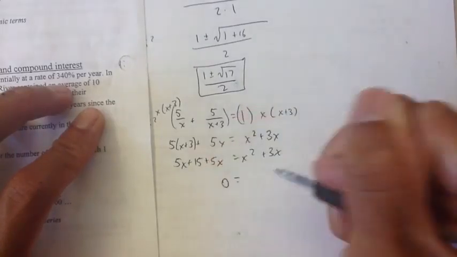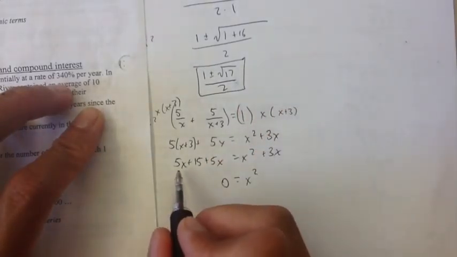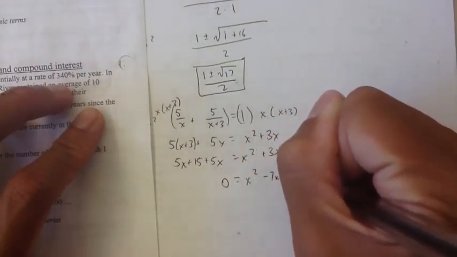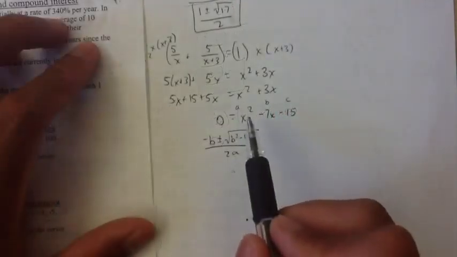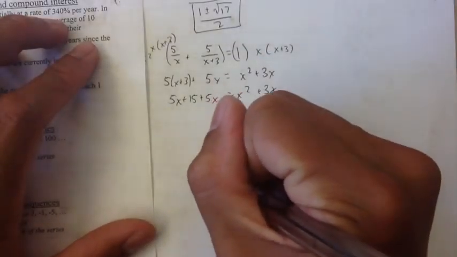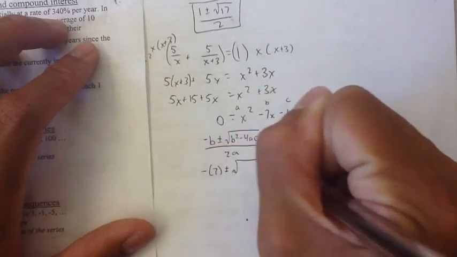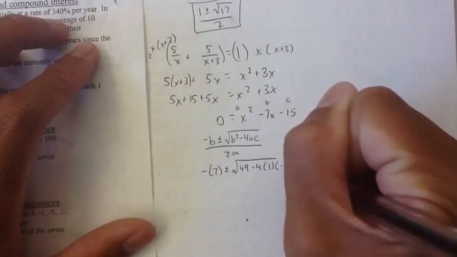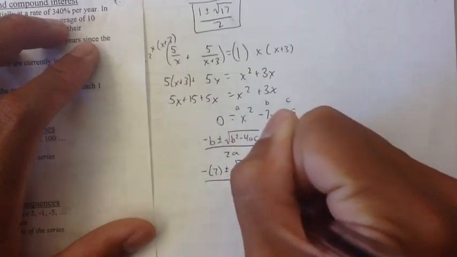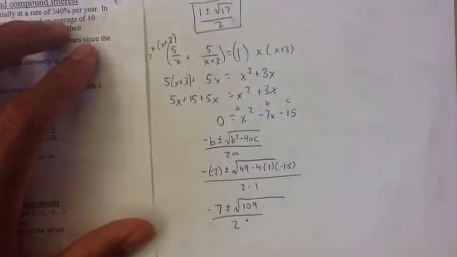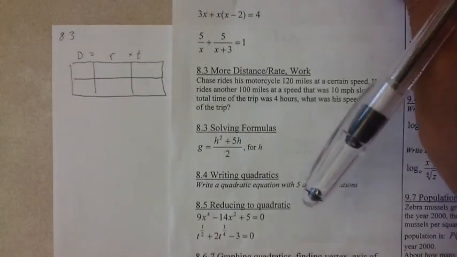Move everything over to get this side equal to 0. So I'm subtracting 10x from both sides, minus 15. Here I've labeled my coefficients A, B, and C. So A is 1, B is -7, so -7 plus or minus the square root of -7 squared, which is 49, minus 4 times A times C, all over 2A. Simplifying to this answer. Back to those distance and rate problems.